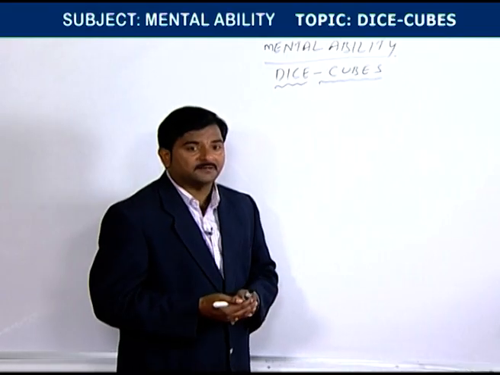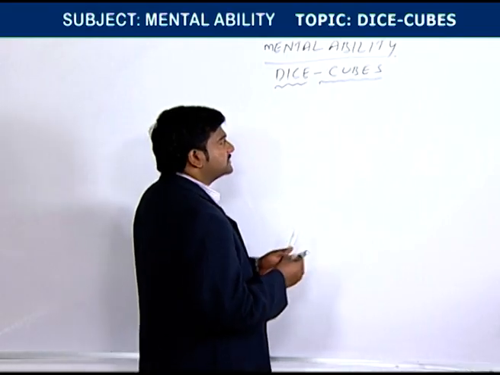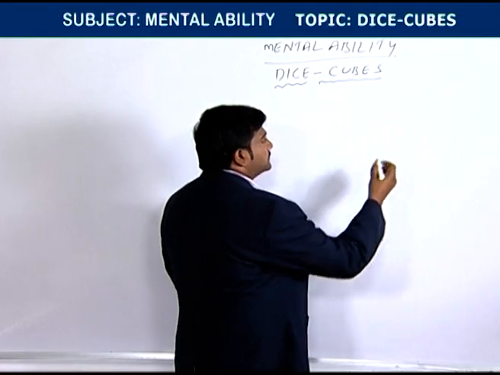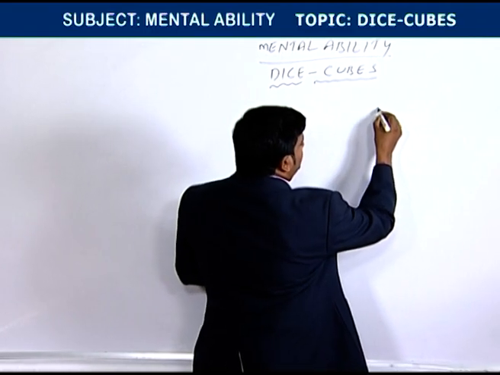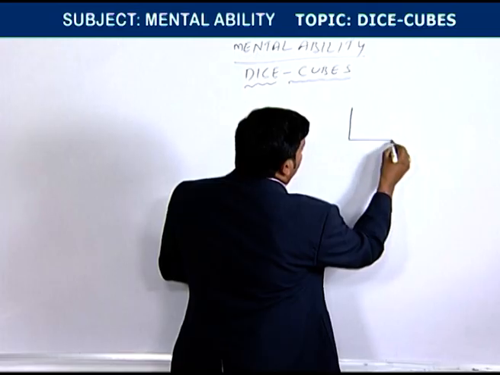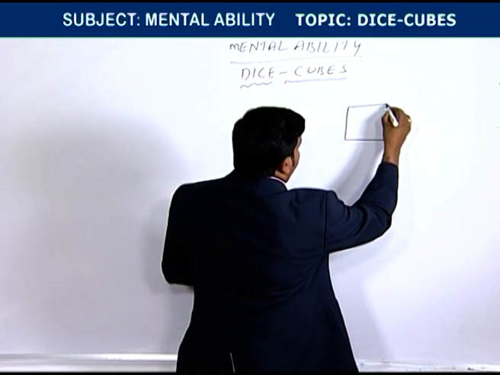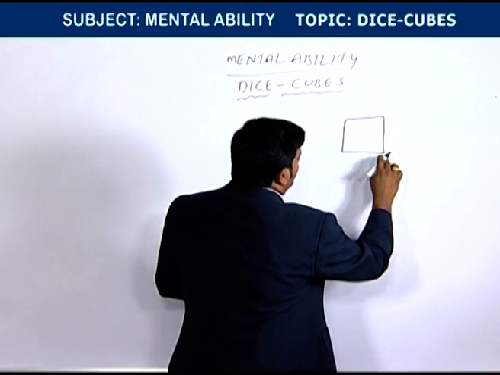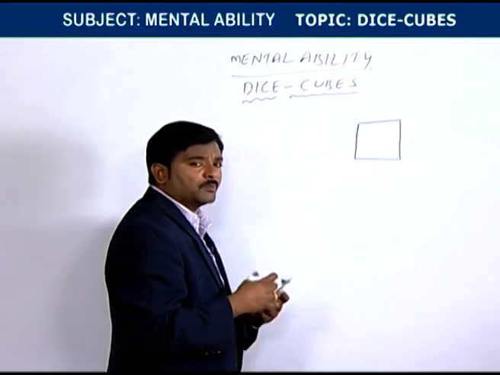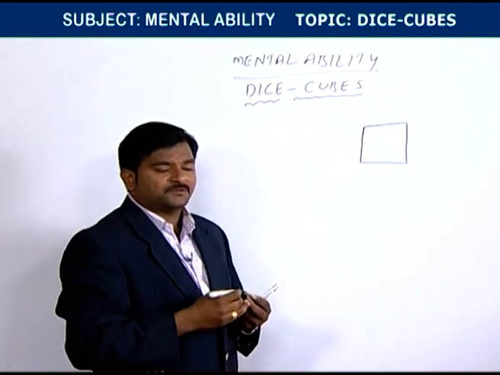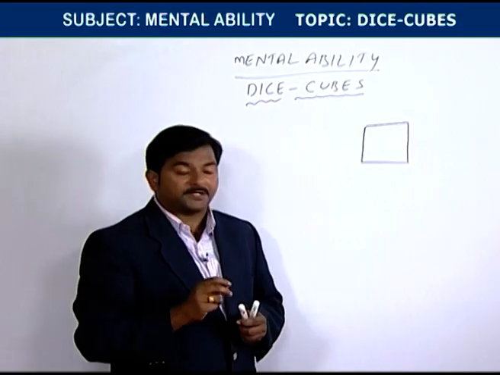Let us start by taking one small diagram. Just focus on this diagram, everybody. Non-math students, just think how I am drawing this diagram. Okay, I am taking the structure of the cube, no issue. Cube or die, anyhow both are same. Usually I need to say one point here.